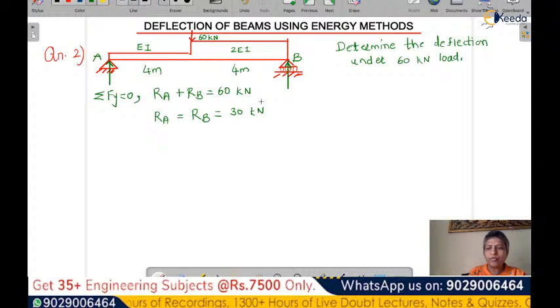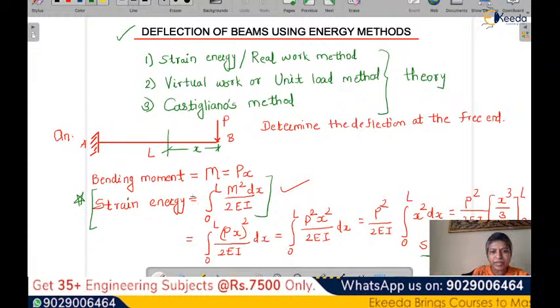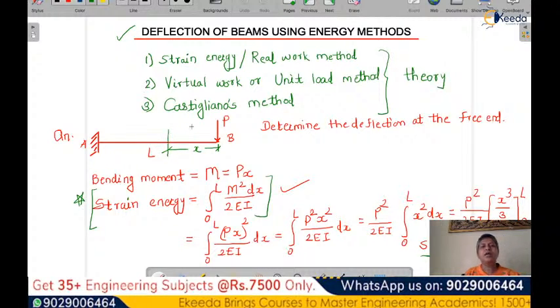Now if we consider a section at any distance x, we may consider it from the left side or right side. Our steps are, we have to calculate the moment first, because we are calculating strain energy. For that we need to consider the moment. In the previous problem we considered any section x, but that was a cantilever beam, so we started with the free end.